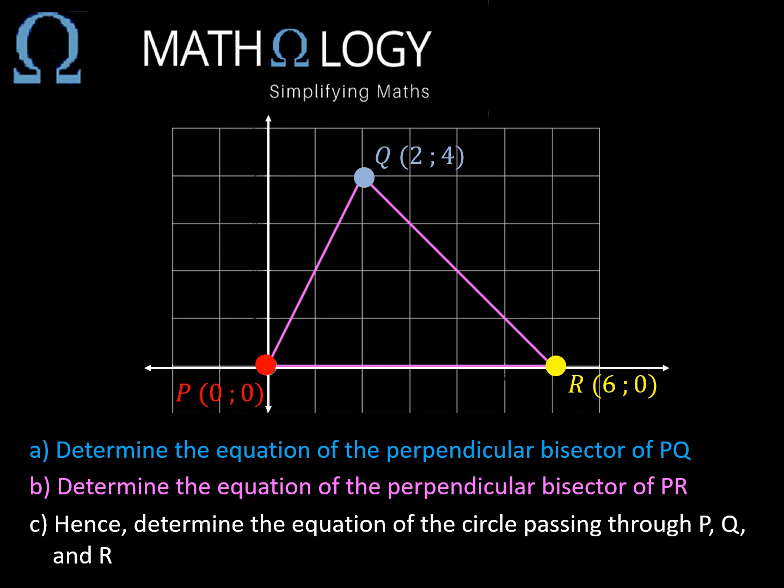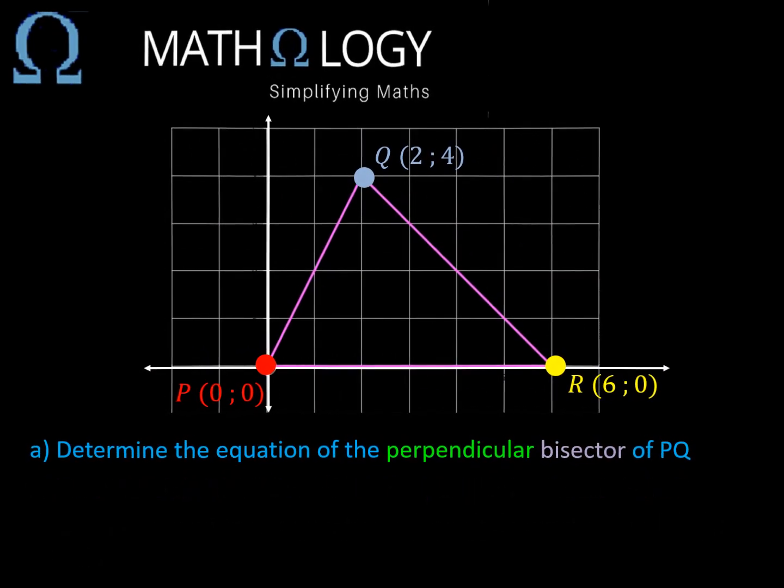Q, and R. The perpendicular bisector of PQ is a straight line that cuts PQ in half, and also cuts PQ at 90 degrees. In other words, PM equals MQ, and MK is perpendicular to PQ. To determine the equation of MK, which is the perpendicular bisector of PQ, we need to know the gradient of the line MK, and the coordinates of at least one point that lies on the line MK.